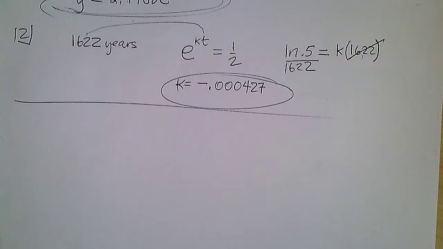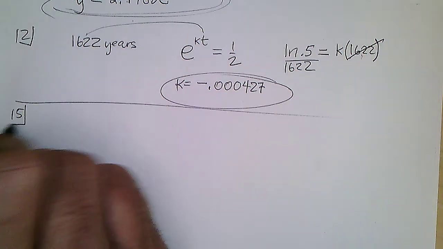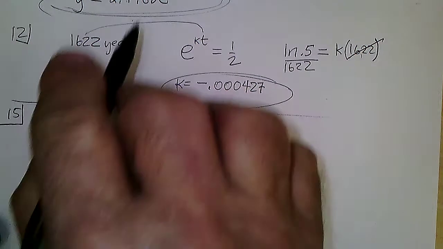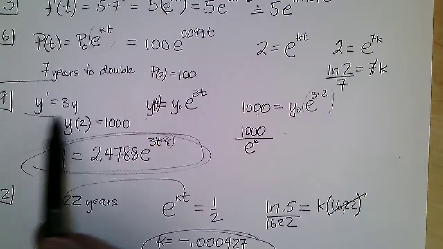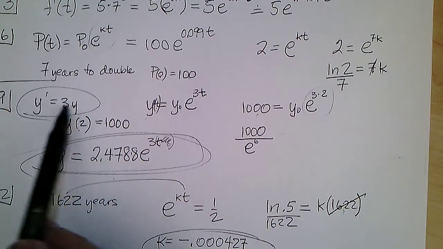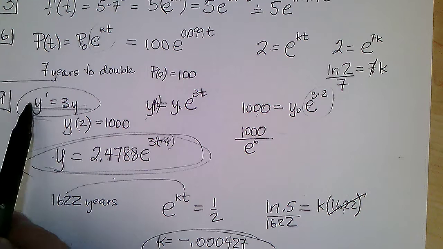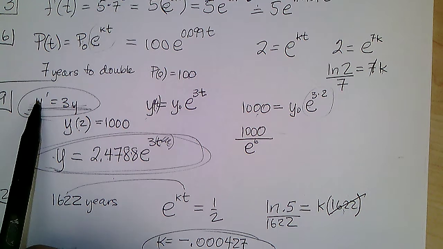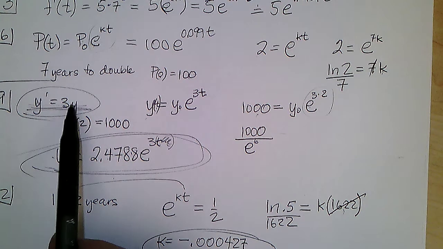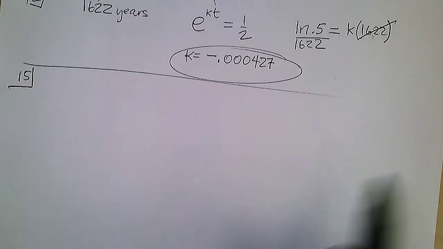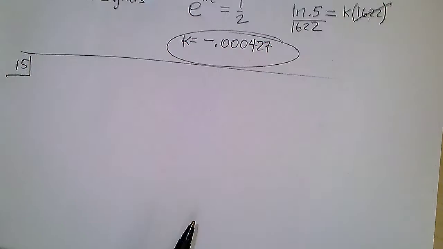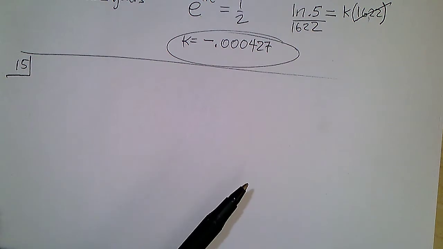And then we have 15. And the reason we're doing all these things is this e to the kt is the only function that satisfies a differential equation where the change is equal to some constant times the original value. That's why these are all in here.